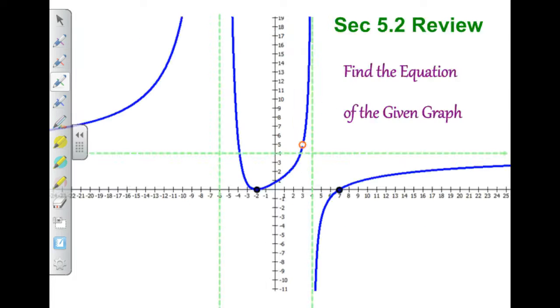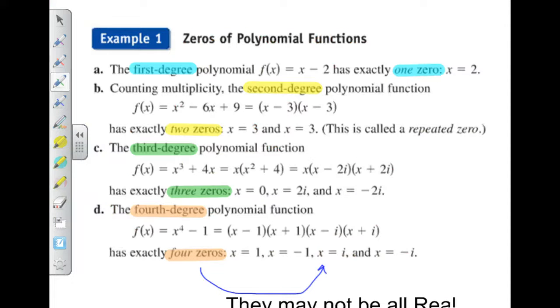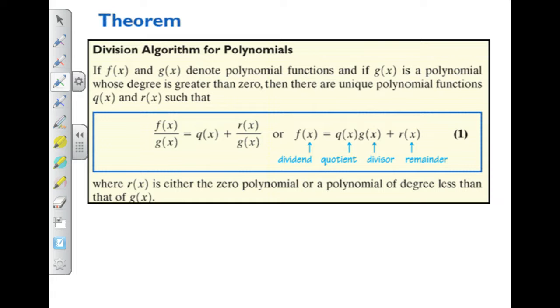Here comes section 5.5. If it's the first degree, then that means that there is one solution. If it's the second degree, that means there's 2 solutions. They might be imaginary, but there are 2 solutions. If the highest degree is 3, that means there's 3 solutions. And if it's a 4th degree, it looks like x to the 4th, and that means that there are 4 zeros. So we're just looking at the total number of zeros that we have.